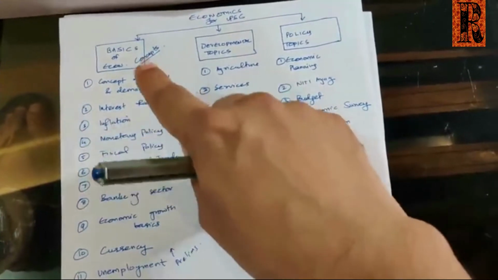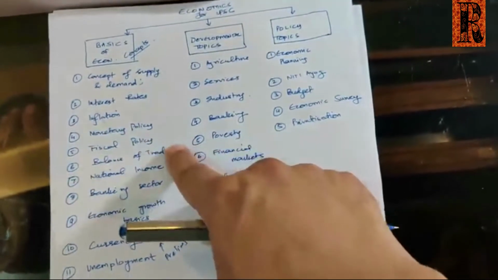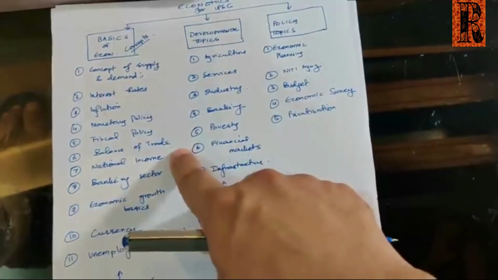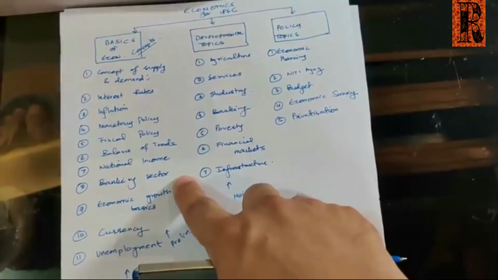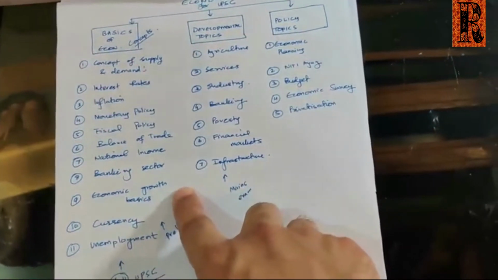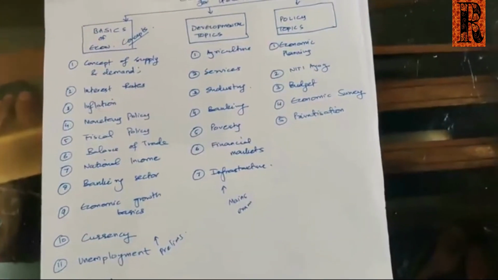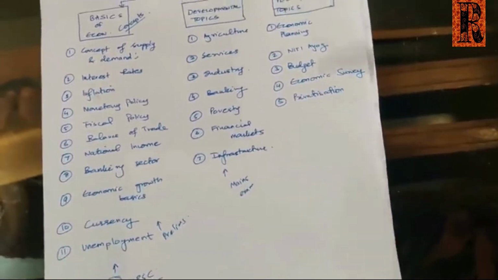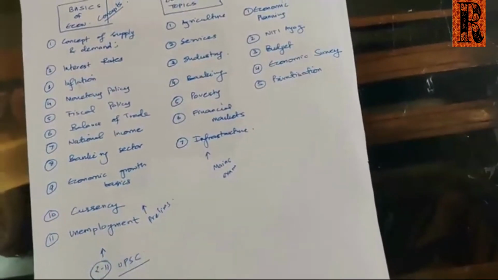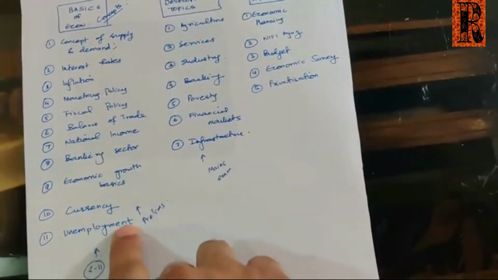So what are these topics? Interest rates, inflation, monetary policy, fiscal policy, balance of trade, national income, the Indian banking and financial sector, economic growth basics, basically how economic growth is measured and how various methods have been developed in India to understand economic growth. Then after that, currency and unemployment.